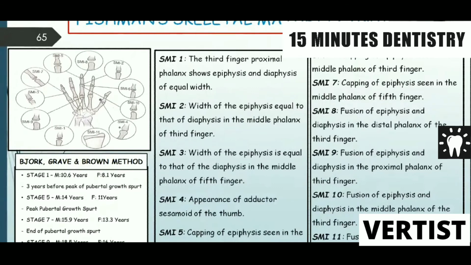Stage 7, males at the age of 15.9 years, girls at 13.3 years. It signifies the end of pubertal growth spurt, and at stage 9, in case of males at 18.5 and females at 16 years, there is the end of the skeletal growth. This is again a very important diagnostic aid which is used in case of mixed dentition, in case of developing dentitions, or in case of myofunctional appliance therapies.